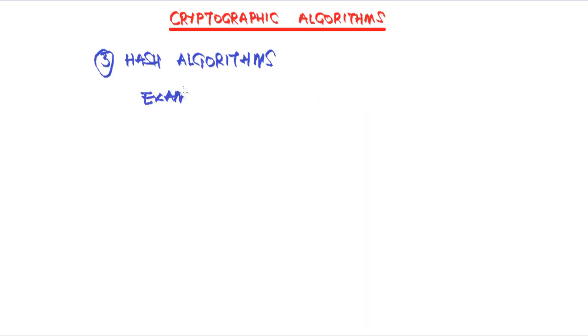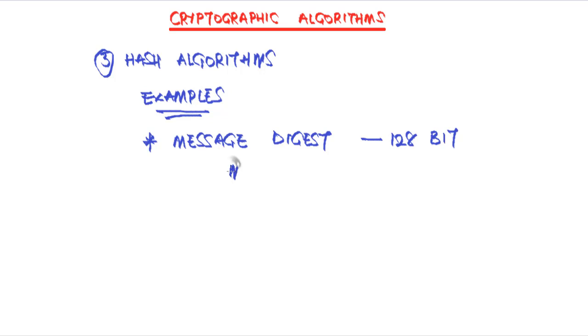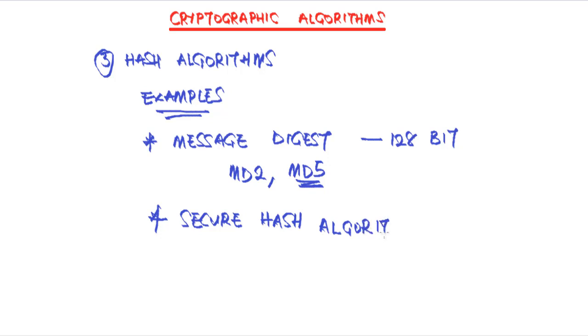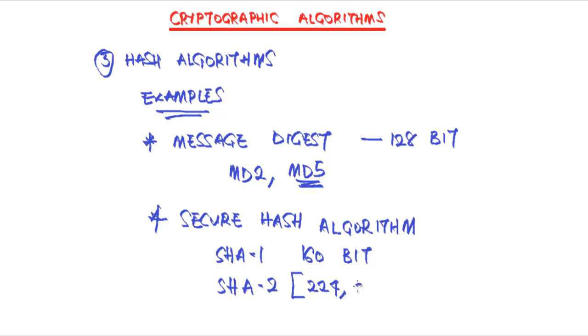Now there are several examples of hash algorithms, and you are probably familiar with some of them. Message Digest: the hash value of this one is always 128 bits, and you could have MD2, MD5, probably familiar with MD5. Another one that we could have is the Secure Hash Algorithm. Depending on what version of SHA you're talking about, SHA-1 for example is 160 bits, and then SHA-2, there are several under SHA-2. You have 224, 256, 384, 512. So all these are the lengths of the hash values that you can produce.